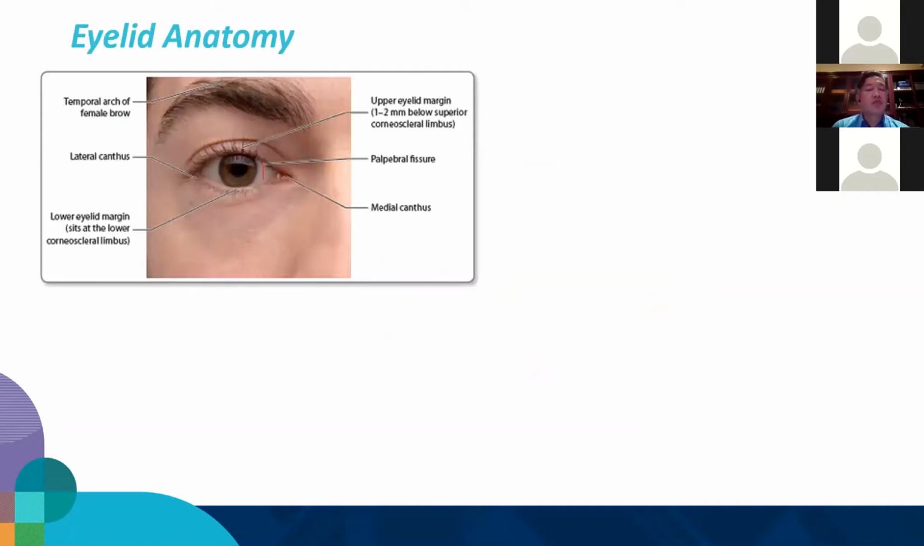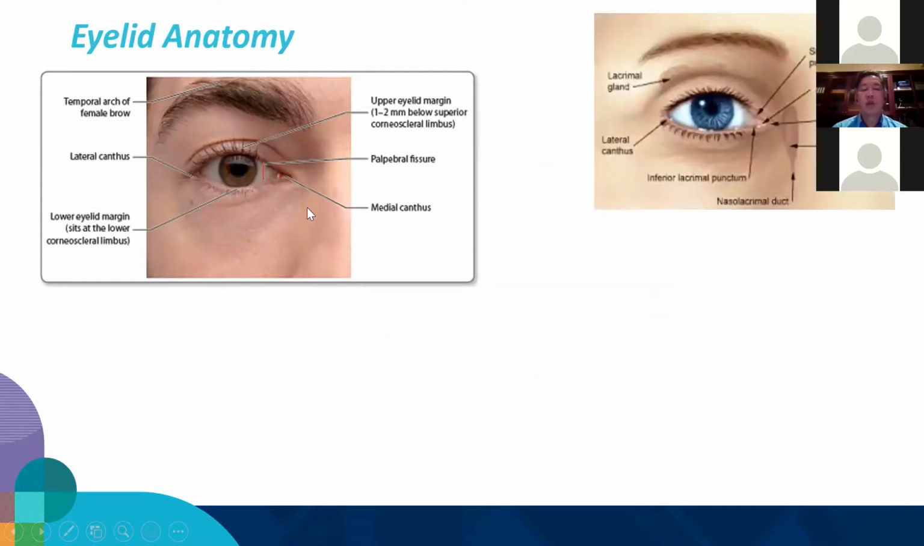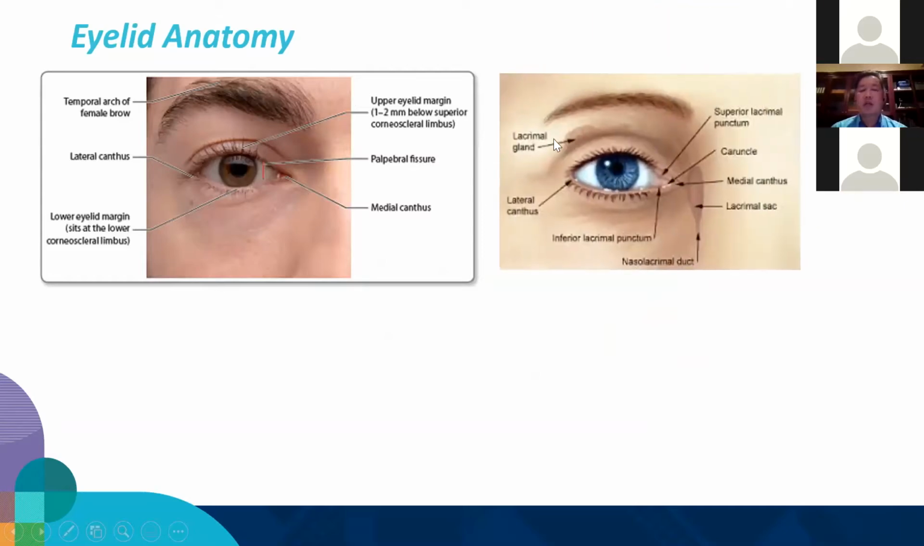So when you look at the patient front on, you see the eyelids there, you have the superior and inferior eyelid margins. They meet at the lateral and medial canthi. Behind the eyelids there's a lacrimal gland and the lacrimal sac. And tears are produced in the lacrimal gland, pass over the eyeball and drain into the lacrimal sac and down to the nasolacrimal duct.